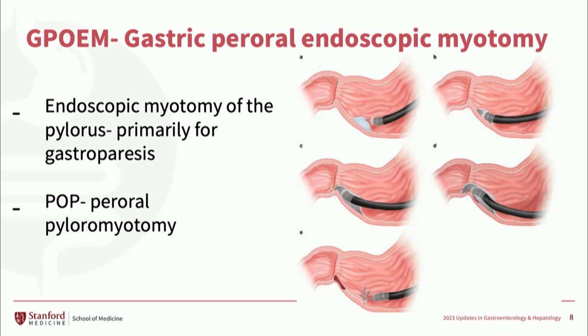B demonstrates the initiation of that submucosal tunnel, generally started in the antrum. We don't generally need to go quite as proximal as we sometimes do in the POEM. C demonstrates the continuation of that submucosal tunnel, and it's really important that you know that you're post-pyloric. D demonstrates the retrograde pyloromyotomy, and then E demonstrates the closure of the mucosotomy.